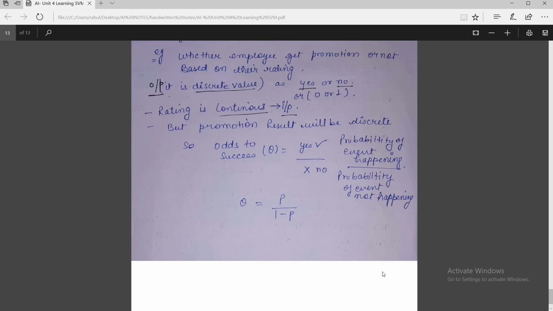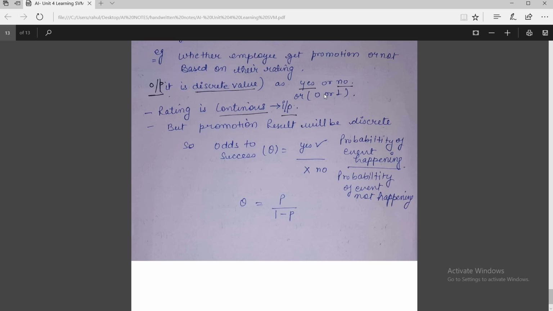So now, according to the example we are discussing, whether the employee is getting the promotion or not will be decided on the basis of the ratings provided by the employees. So the output will be discrete. It means we get a final output as yes, the employee will get a promotion, or no, he will not get a promotion. It means yes or no, or a 0 or 1 as the value of the final output.